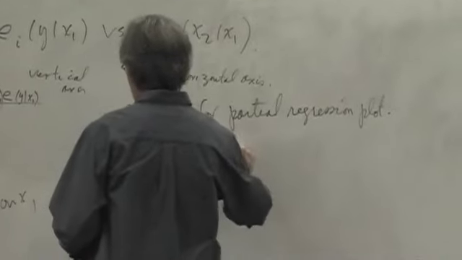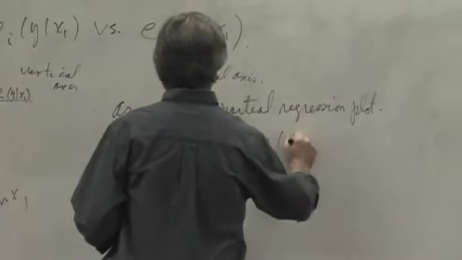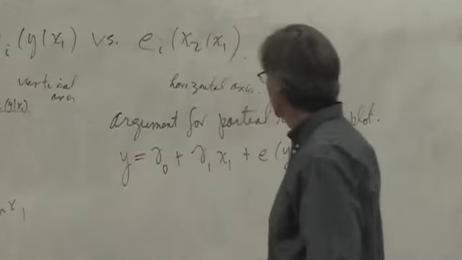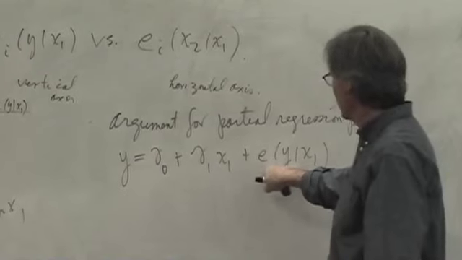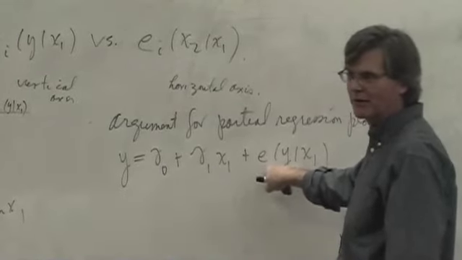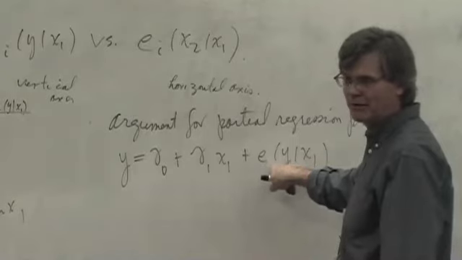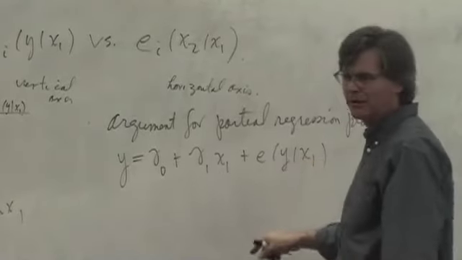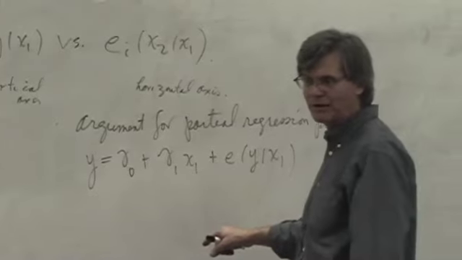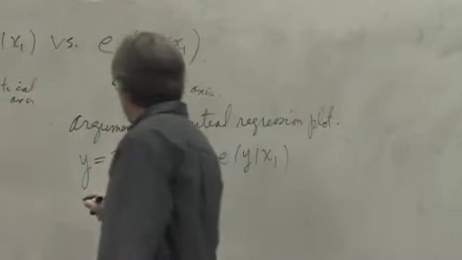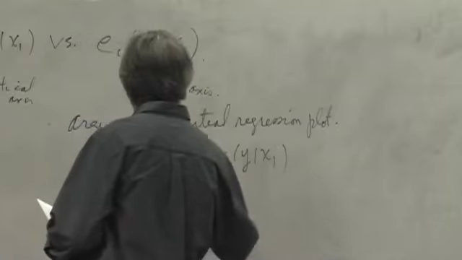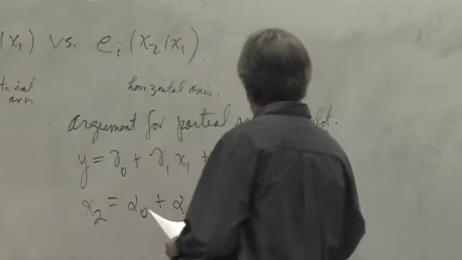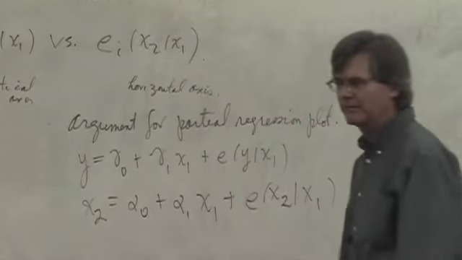Okay, let's see if we can argue it. In the first case, I'd have y equals gamma 0 plus gamma 1 x1 plus e of y given x1. That's the definition of the e. Of course, this might not actually be just random error between minus sigma and sigma or what have you. It's going to have some trend in it, assuming that x2 does contribute to the model. Now also, x2 is equal to alpha 0 plus alpha 1 x1 plus e of x2 given x1, by definition.